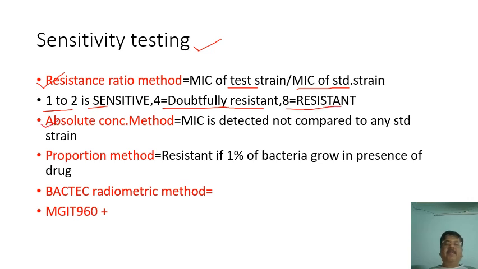Then the absolute concentration method, in which the MIC of the test strain is detected but not compared, so compared to the resistance ratio, it is substandard. Then the proportion method: it is resistant if 1% of bacteria grow in the presence of the drug. Then the automated methods, BACTEC radiometric methods and MGIT 960, can also be used for detection of drug resistance against the anti-tuberculous drugs.